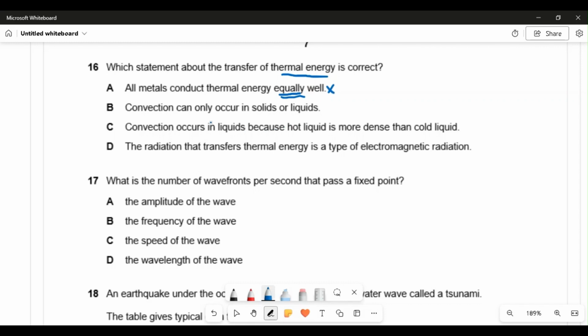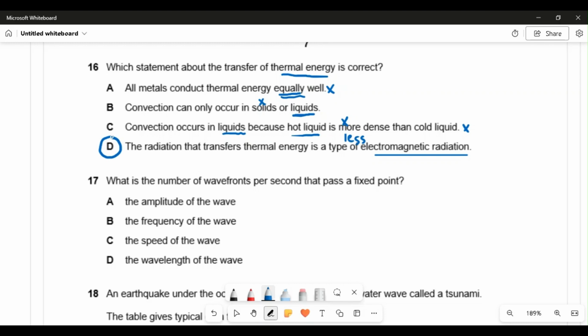They're not equal. Convection can occur only in liquids, not in solids. Convection occurs in liquid, yes, but hot liquid is less dense, not more dense, it is less dense than the cold liquid. So this is also wrong. So D might be right. The radiation that transfers thermal energy is a type of electromagnetic radiation. Yes, radiation moving from the sun to the earth or from a hot body to the air is electromagnetic in nature.